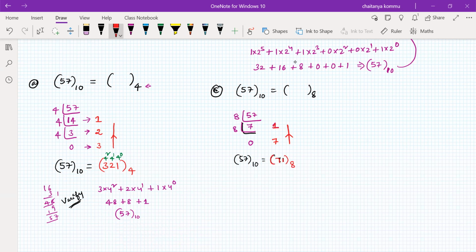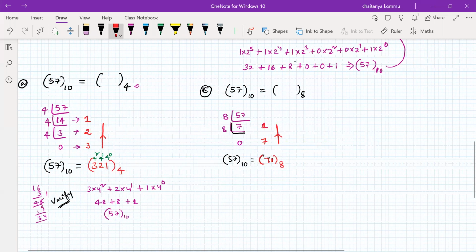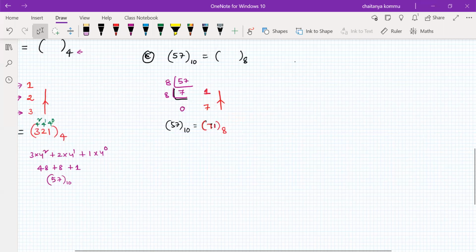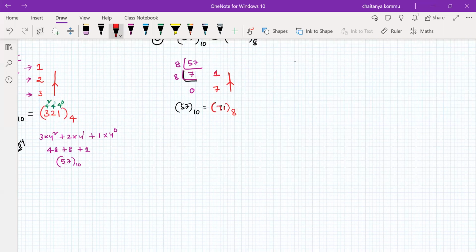Again, we can verify also. I'm not going to do that one. For example, 16, let us do it. The last problem we do here in this methodology is problem D. I want to convert 57 in radix 10 into 57 in 16.